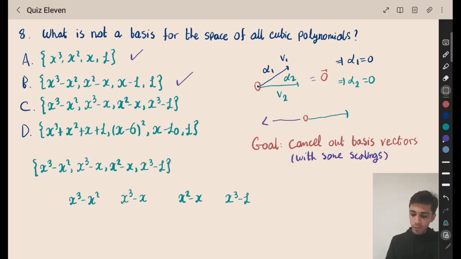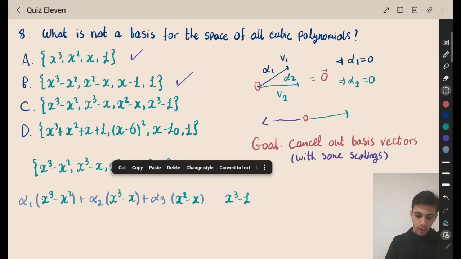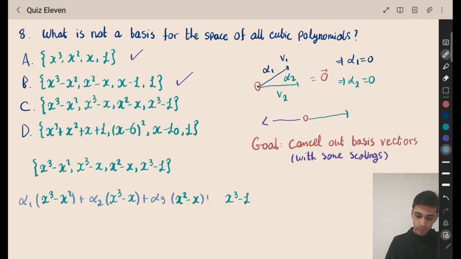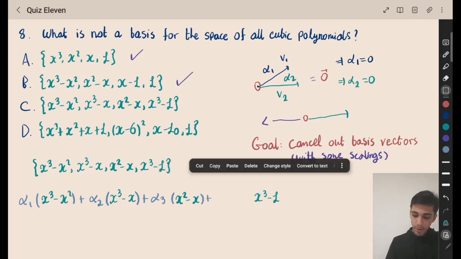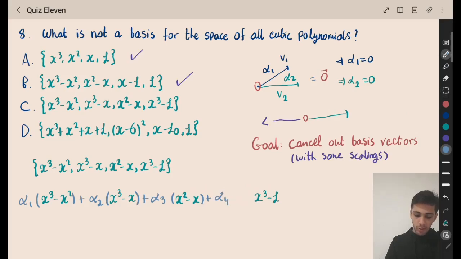We will scale each vector by a scalar. So I'll scale this by alpha 1. I'll scale the second vector by alpha 2. I'll scale the third vector by alpha 3. And I'll scale the final vector by alpha 4. You know, so some constants. And I'll set this to be 0.